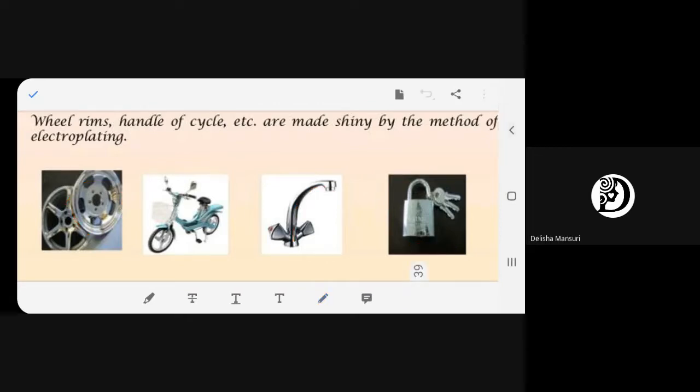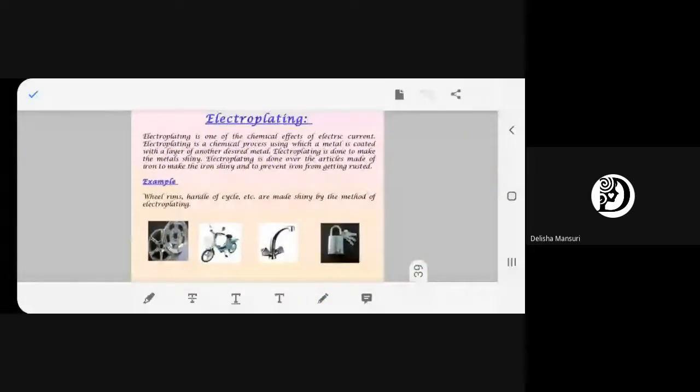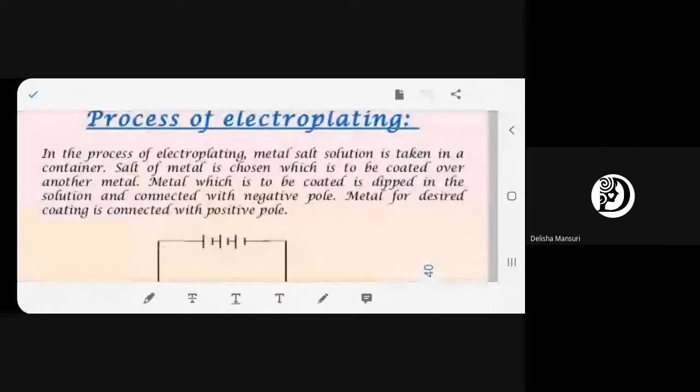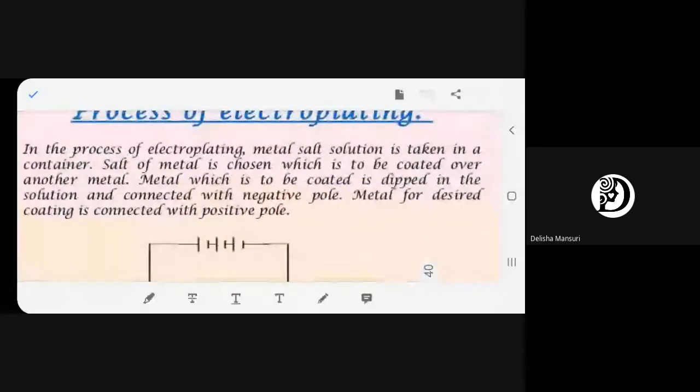Is it clear better? Yes, ma'am. Again, the same thing, process. I think I will not repeat it again. You will understand. If you have understood, you can let me know. We can go to the next slide. Is it clear?